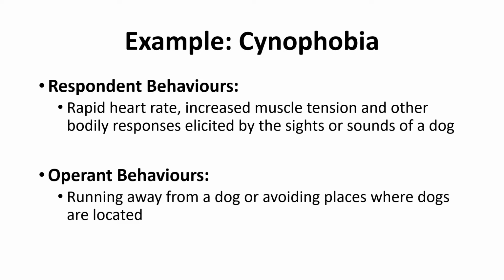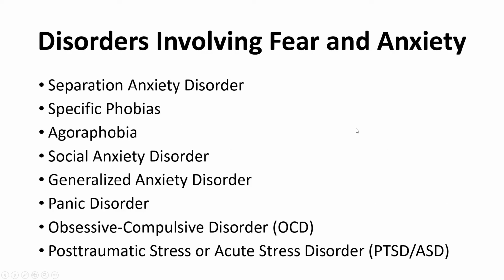Once the individual starts feeling those behaviors, once they have that increased heart rate, they start feeling that fear and/or anxiety, they might display some operant behaviors, things like running away from a dog, or they could do an avoidance behavior and avoid going to places where they know dogs might be located. Maybe they don't go to the park because they don't want to see dogs. So that's how we can break this down into those two categories of behaviors.